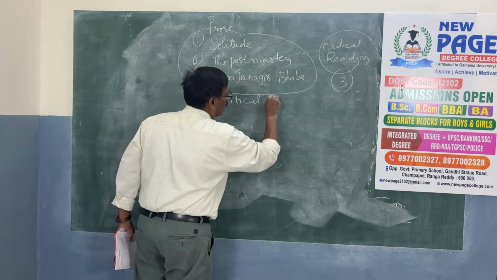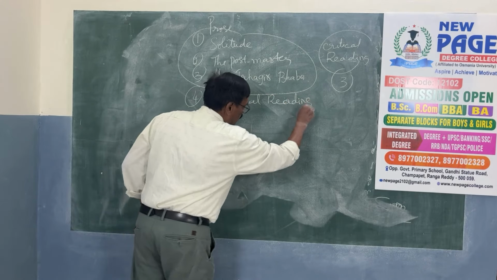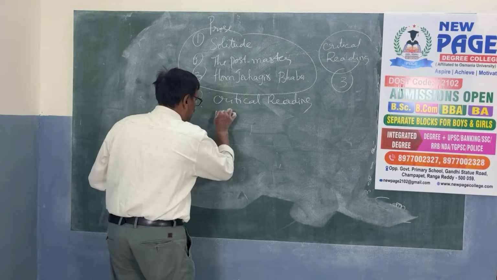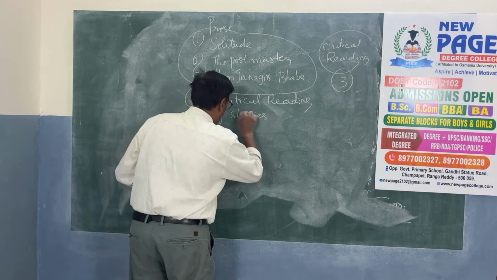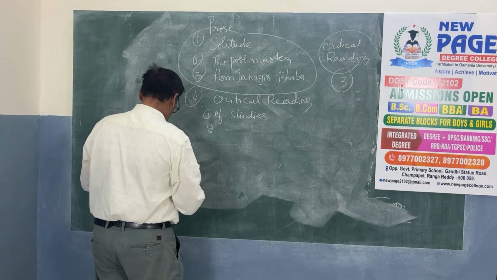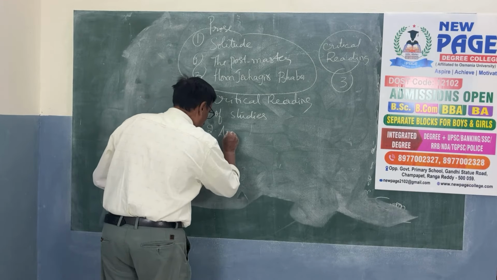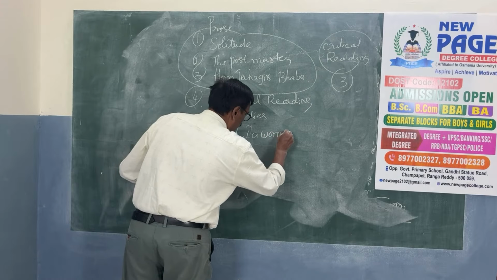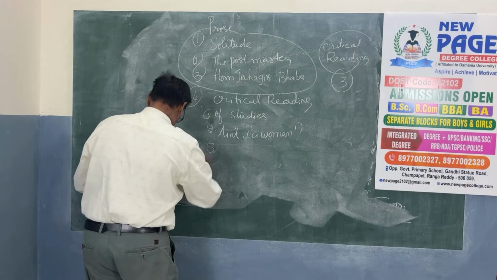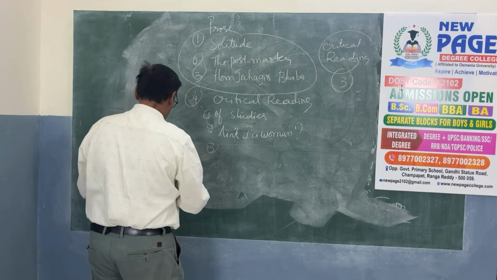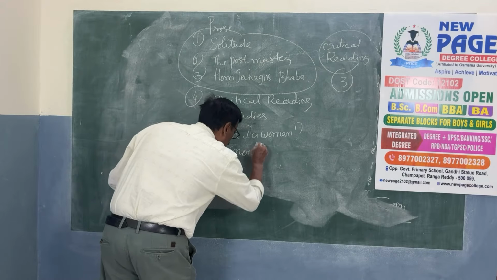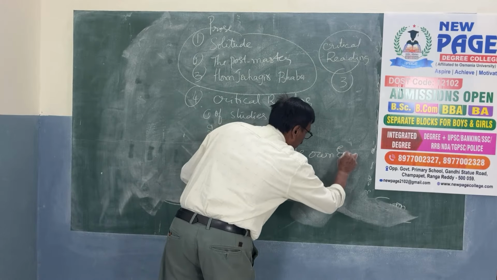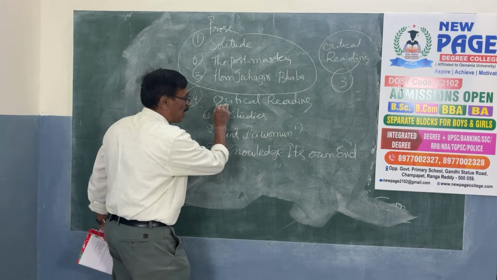Critical reading. So what are the critical readings that I told you? The first one, Of Studies. Here in critical readings, Of Studies is the first one, and the second one, Ain't I a Woman. And number 3, Knowledge Its Own End. So my advice is only from critical reading.